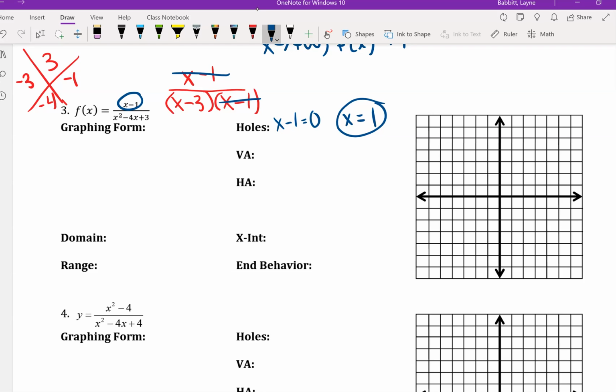Then, since this reduced, we're left with 1 over x minus 3. So we could kind of consider that our graphing form. But just remember that there will be holes. This actual function wouldn't have holes, but the original function did. Vertical asymptote, set the bottom equal to 0, so it's just going to be x equals 3. We don't need to count that hole. And then the horizontal asymptote is going to be the number on the end. Well, there's no number on the end, so it's just going to be 0.